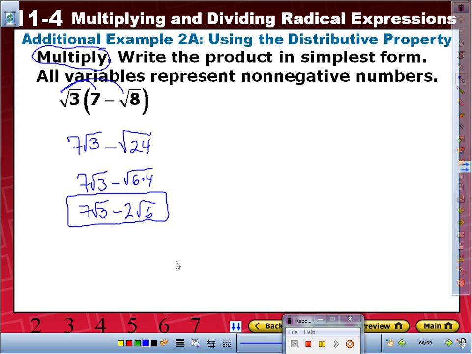Wait, so the reason why you didn't multiply square root times 7 was why? We did. They're right here. Oh, like the other one, because this one does not have a square root.